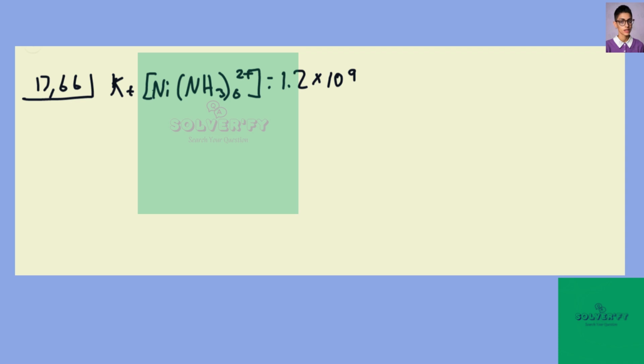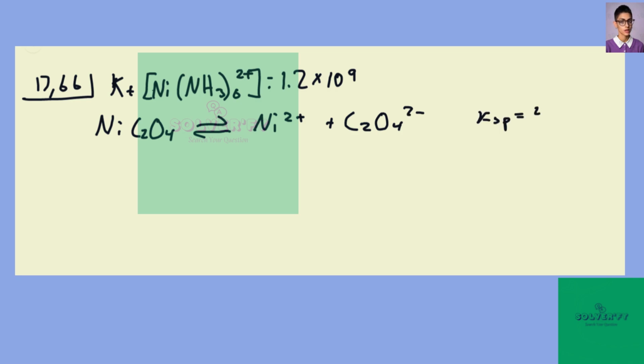One is for the solubilizing of the nickel oxalate. So nickel C2O4 can go to nickel 2 plus and C2O4 2 minus, and this has a KSP which is equal to 4 times 10 to the minus 10.